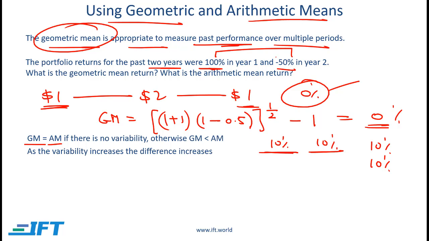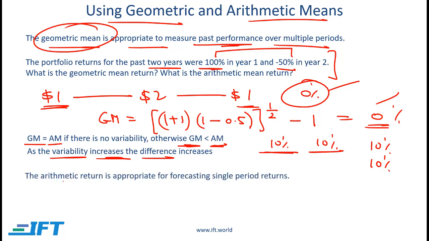When there is variability, the geometric mean will be less than the arithmetic mean. And we saw that in our example here, the geometric mean was 0%, whereas the arithmetic mean was 25%. So remember the fact that in general, the geometric mean is going to be less than the arithmetic mean. And as the variability increases, so the numbers are very different from each other, then the difference between the geometric mean and the arithmetic mean also increases.